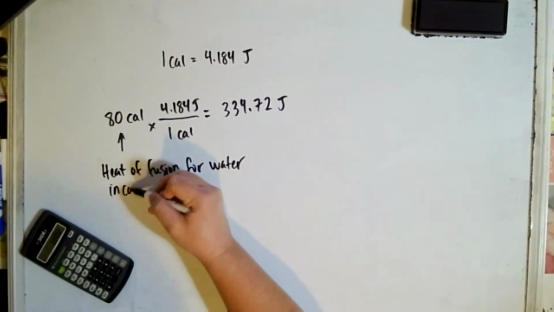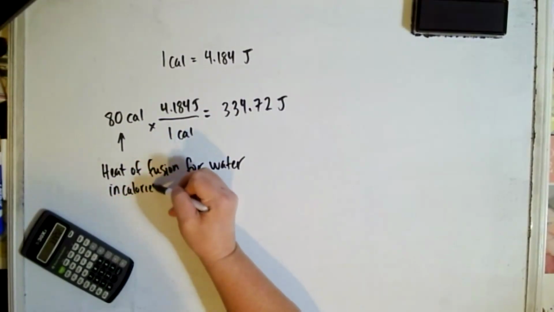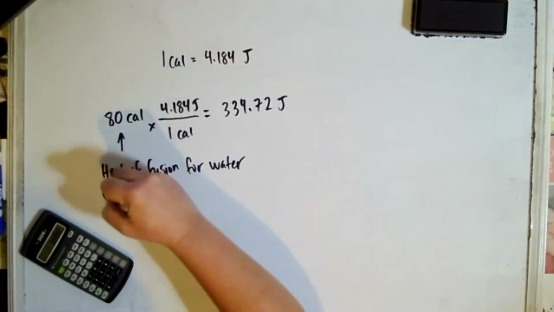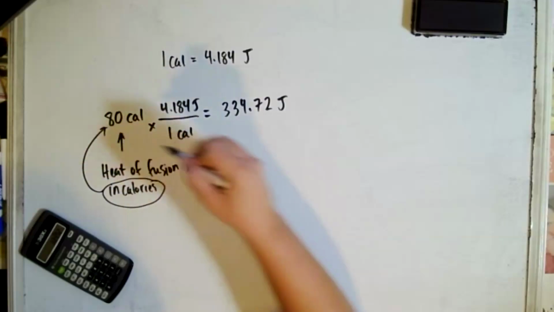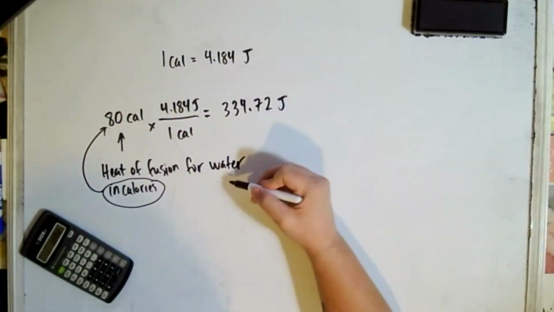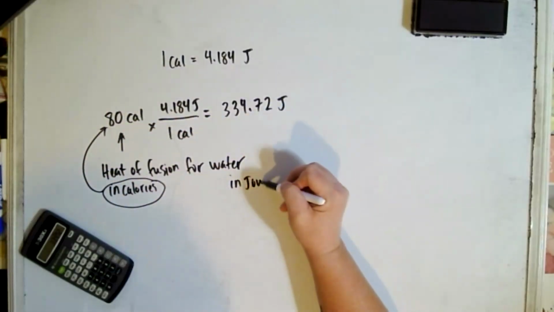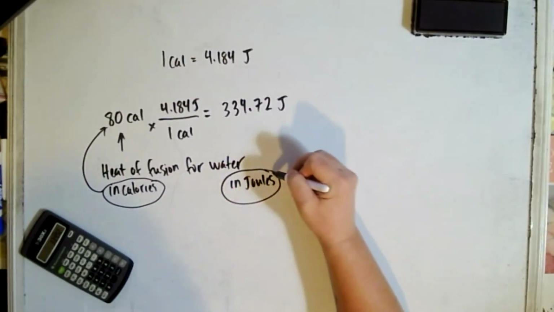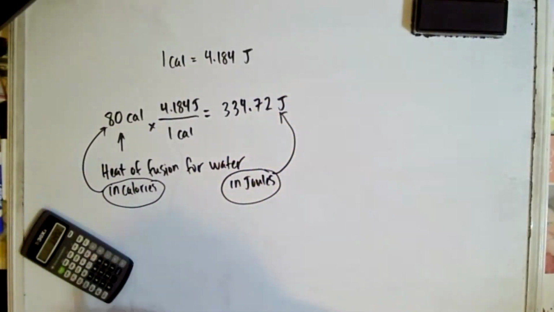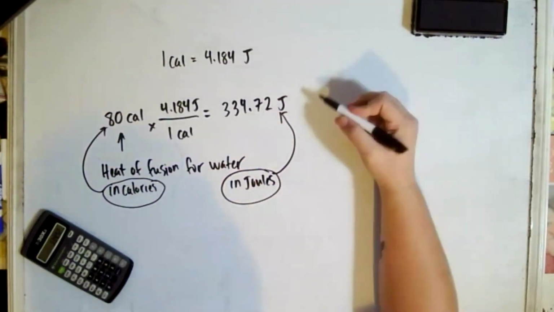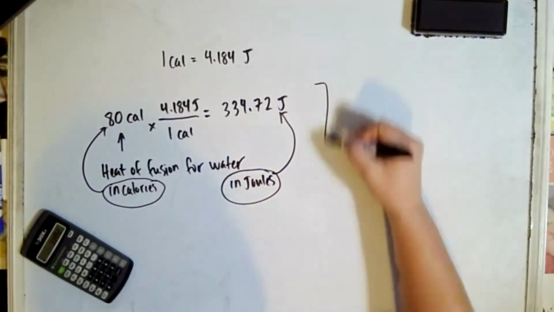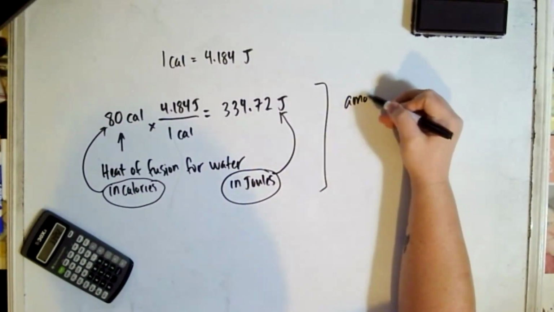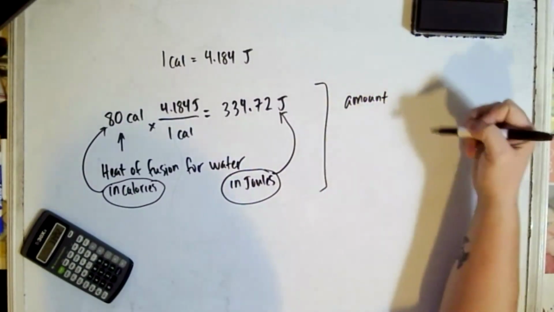In calories. Okay, so this right here is in calories. This is our heat of fusion for water in joules. And each of these represent the amount of heat that's needed for 1 gram of water to melt or freeze.